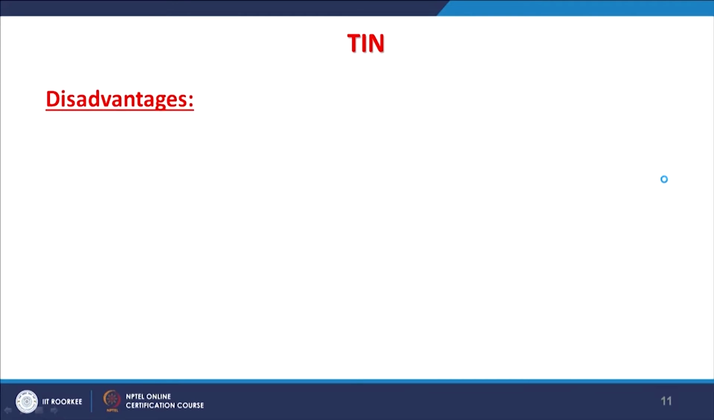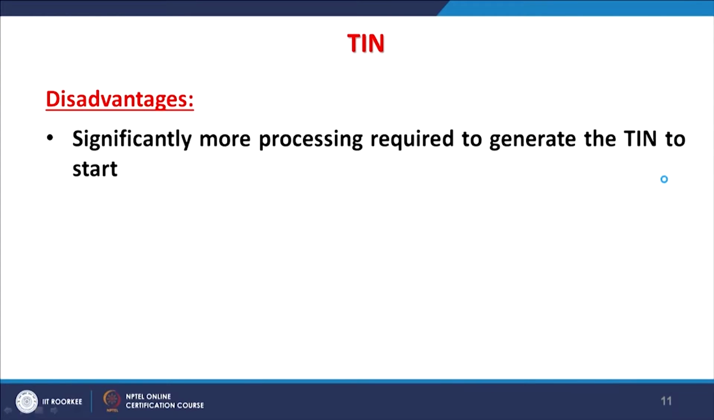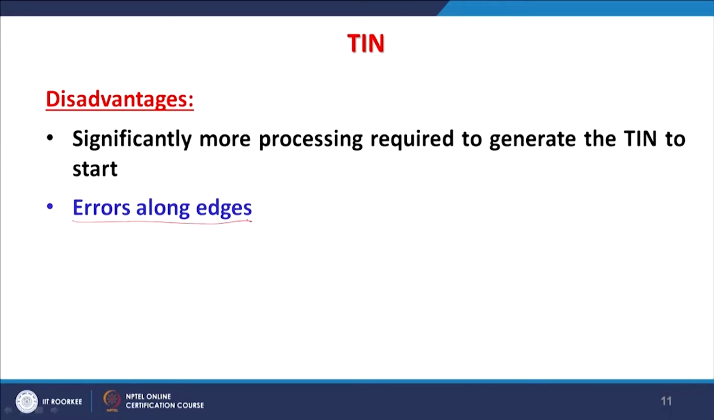Before that, we will compare TIN versus raster, and we will see what the advantages and disadvantages associated with TIN are. So the first disadvantage is that significantly more processing is required to generate the TIN to start. If you have a very large number of mass points or input points, then it will take more time to generate the TIN, because for every 3 points it has to satisfy the Boris-Delaunay theorem. And then this issue will also be there: errors along edges. Edges means the boundary of the overall TIN or input points.